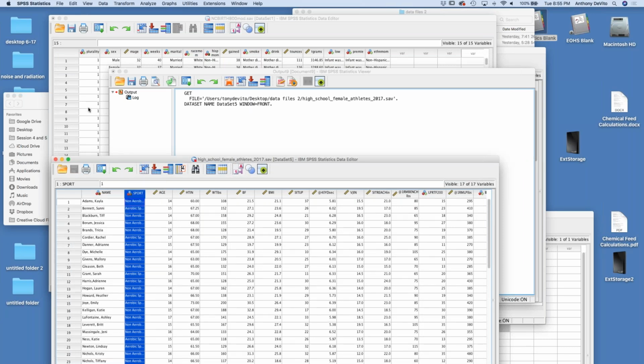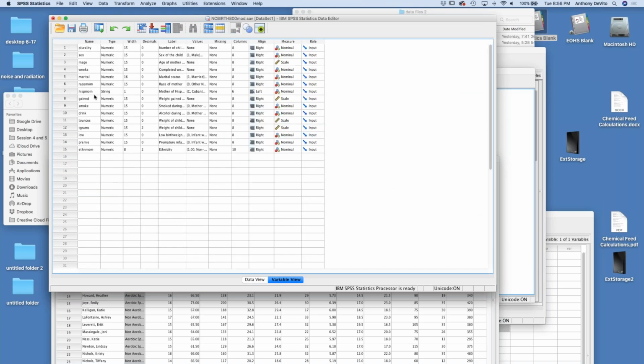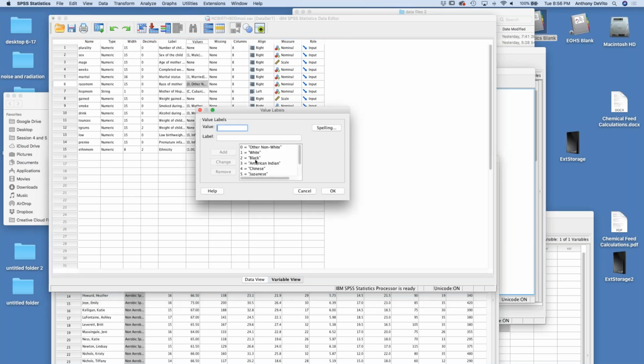I'm going to go back to this. So let's see. Grams, low bat, cream, ethnicity of the mother, race of the mother. Okay, race of the mother. Let's see what race of the mother is. So the race of the mother can have the values white, black, other non-white, American Indian, Chinese, Japanese, Hawaiian, Filipino, and other Asian Pacific Islander.